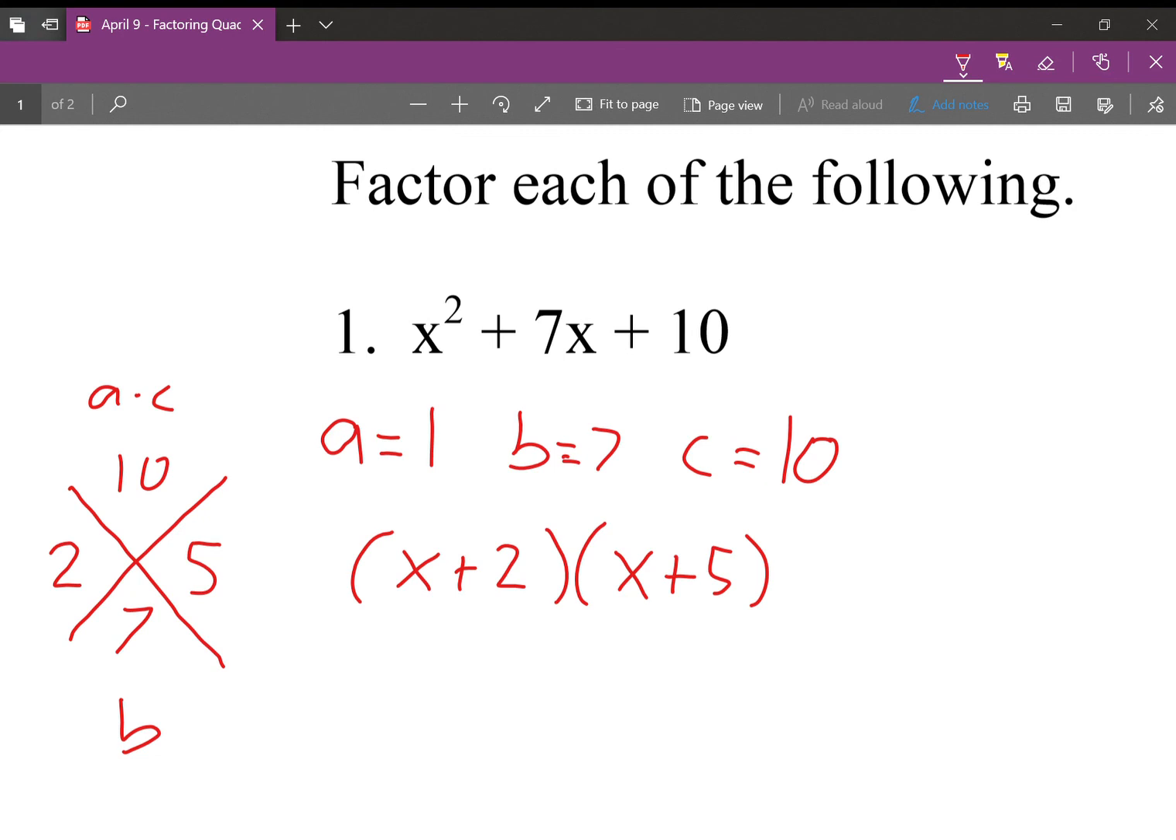Now remember, for 5 through 12, the process is quite different. So make sure you watch the other video for that if you've forgotten how to do that.